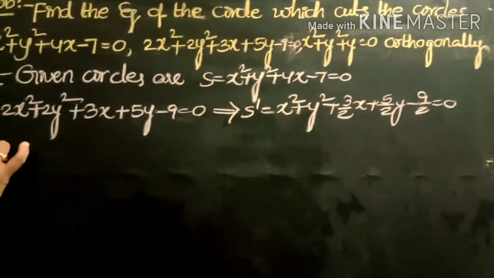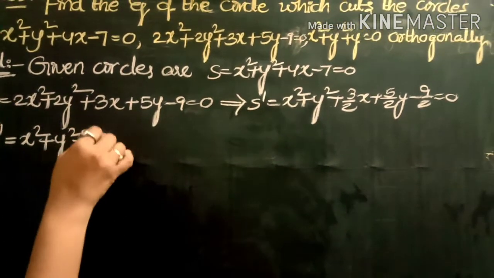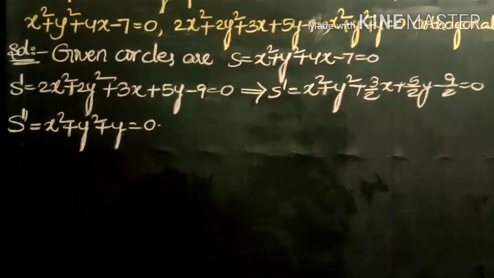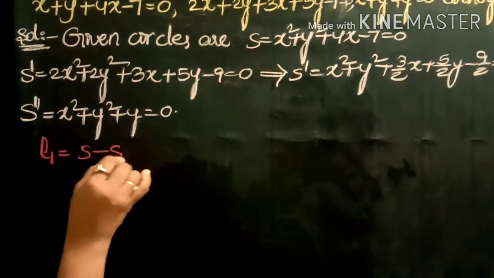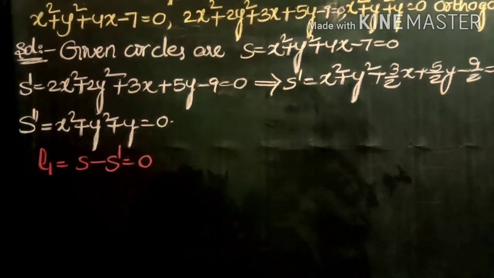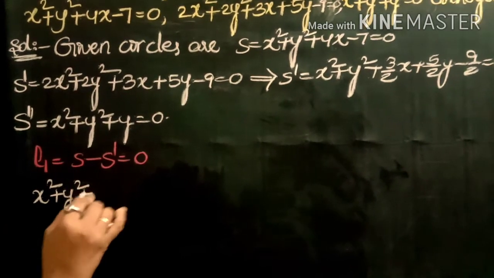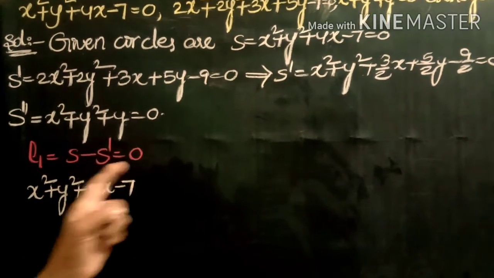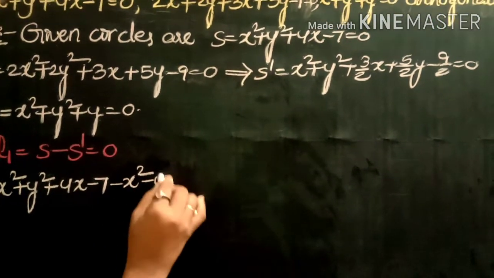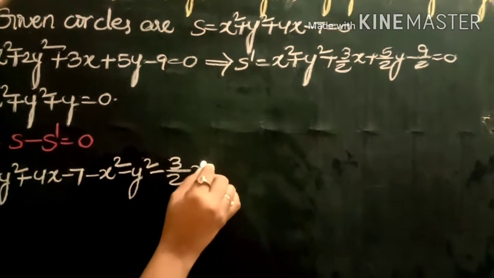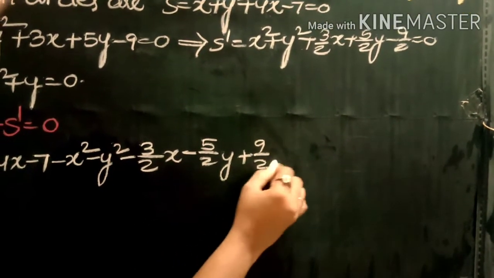Next we are taking the third circle, which is S double dash, which is equal to x square plus y square plus y equals to 0. Next we are finding the radical axis equations. L1 is equal to S minus S dash equal to 0. That is, S value x square plus y square plus 4x minus 7, minus S dash, that is minus of all those values: minus x square, minus y square, minus 3 by 2 x, minus 5 by 2 y, minus of minus, plus 9 by 2 equals to 0.